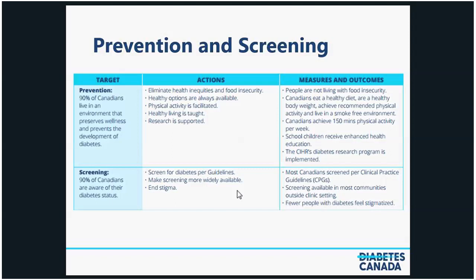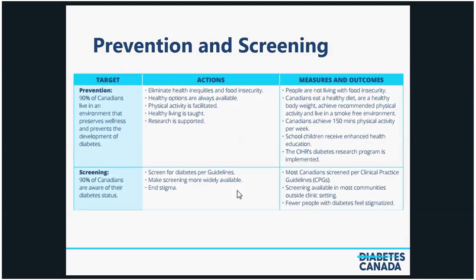And then finally, we need to make sure that we continue to support the necessary research into all aspects of diabetes, including but not limited to prevention, treatment, and a cure. The second target area I had mentioned is screening. So in support of the goal that 90% of Canadians should be aware of their diabetes status, we want to take measures to ensure that people in Canada are screened according to the clinical practice guidelines.